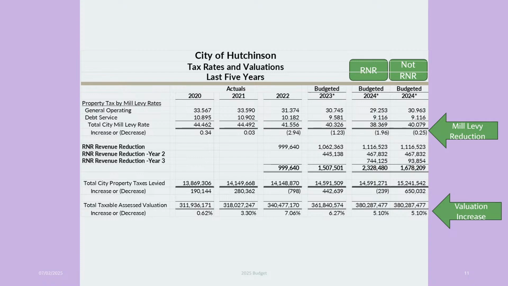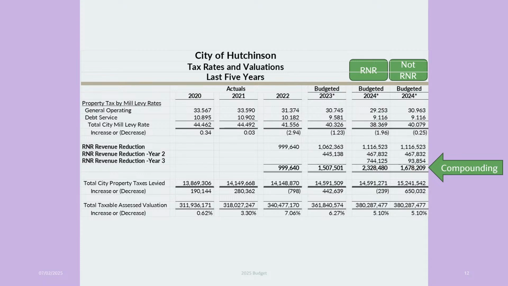Just to illustrate what this means for our revenue, you see the highlighted line underneath there, the revenue neutral rate revenue reduction. So in 22, by reducing our mill levy 2.94, we saved taxpayers $999,000. Well, that same mill levy reduction in 23 would be $1 million. And so you just see how that is compounding. And then also you see the total assessed valuation at the bottom where it increased 5.1.